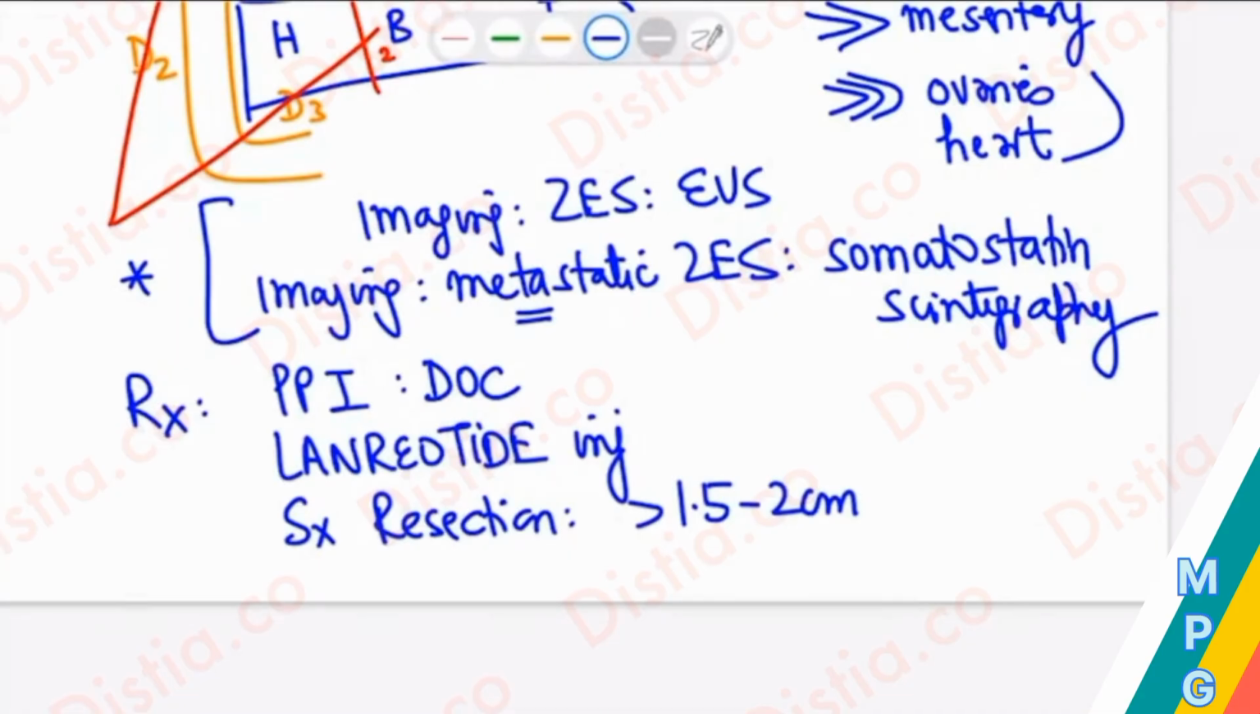So you need an MRI localization subsequently if it is bigger. If it is smaller, I know it's endoscopic ultrasound picking it up, but I'll treat it medically. So initial treatment for a smaller tumor is a medical one. If it becomes bigger, then we'll go for a surgical resection in this case.